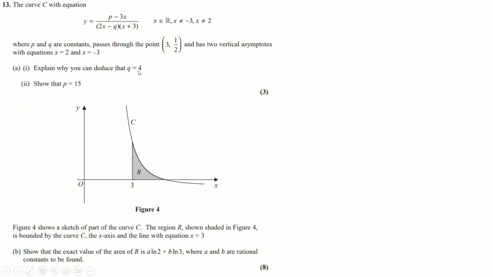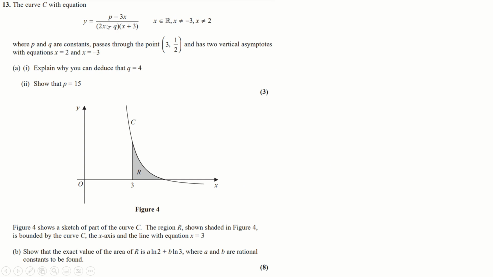Okay, how can I deduce q is 4? This is not the easiest thing to do. You need to spot this bit over here. So x can't be minus 3 and x can't be 2. Now, I can see why x can't be minus 3, because if it were, you'd be dividing by 0 because of this bracket. So therefore, the x can't be 2 must be talking about this bracket here.